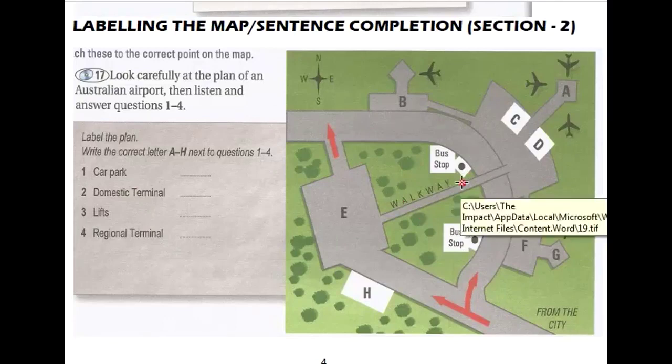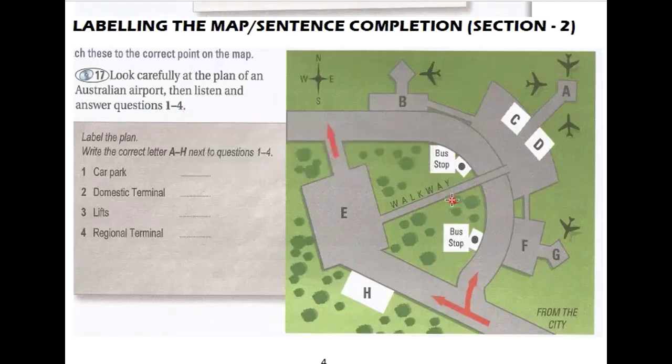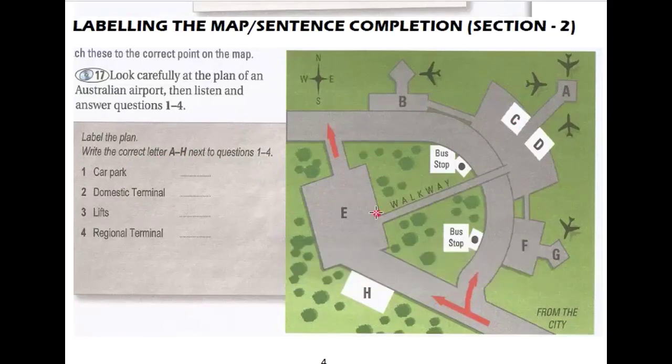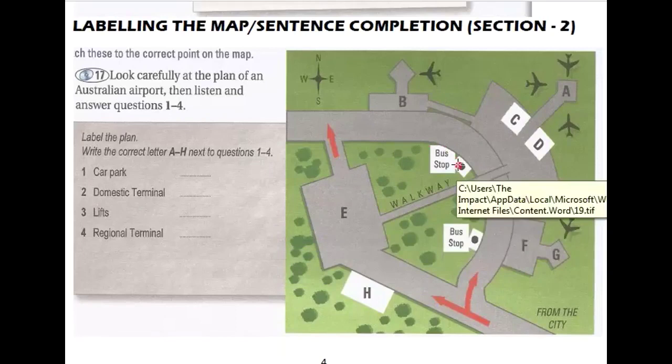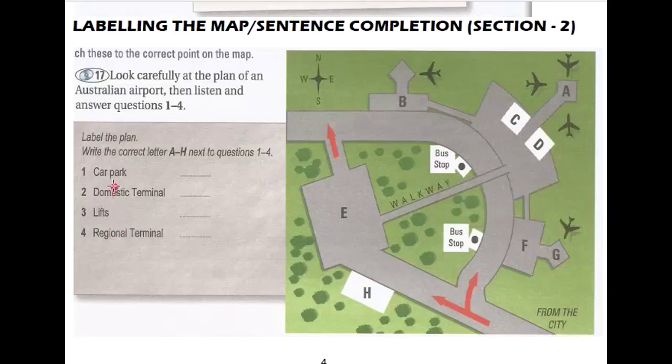For example, here, if you look at the question, they're saying, look carefully at the plan of an Australian airport, then listen and answer questions 1 to 4. So you have to say whether 1 is A or B or C or D or F. They say, write the correct letter A to H next to questions 1 to 4. As you know, we get about 30 seconds to go through the question. When you get the time, you have to look at the map very carefully. You don't have to worry about them because they will come in sequence.